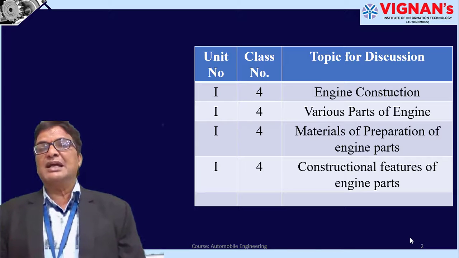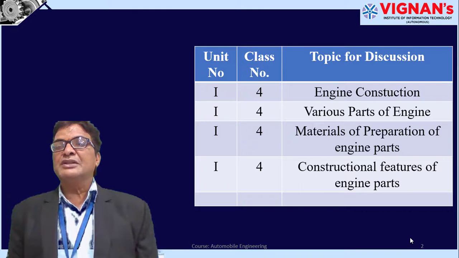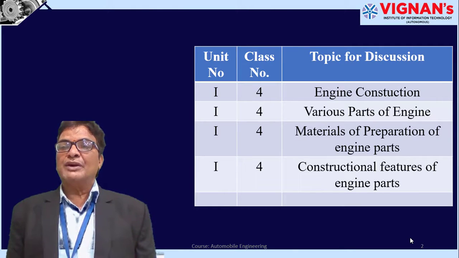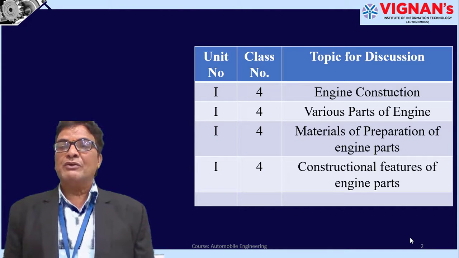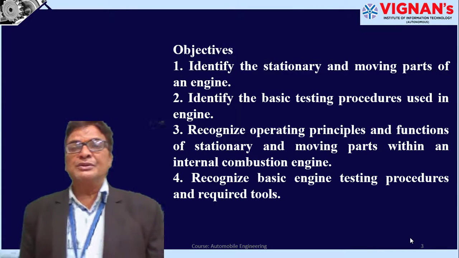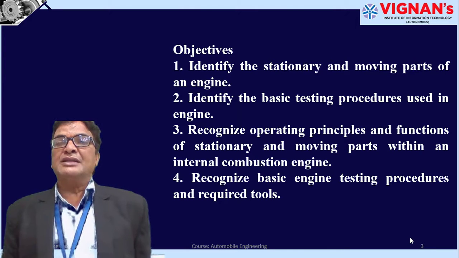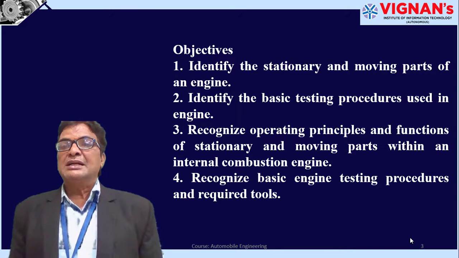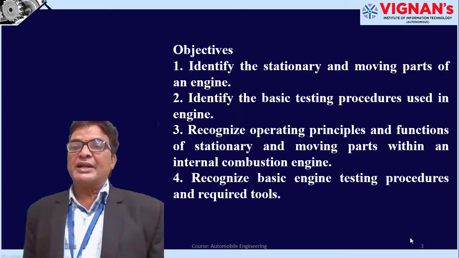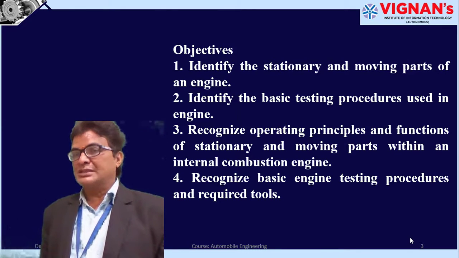After attending this class, the student gets the knowledge of what the parts of the engine are, how they are manufactured, what the manufacturing process is, what materials are used for manufacturing, and what the construction features are. That is the outcome of this program. The objectives are to identify the stationary and moving parts of the engine, identify the basic testing procedures, recognize the operating principles, and recognize the basic engine testing procedure.